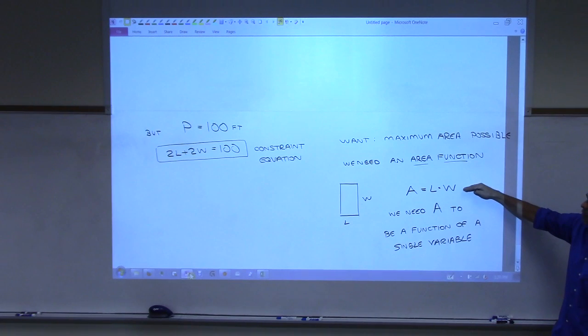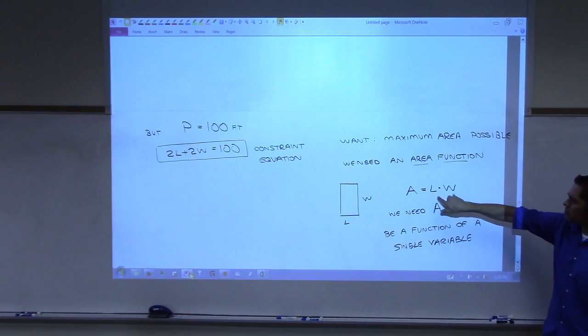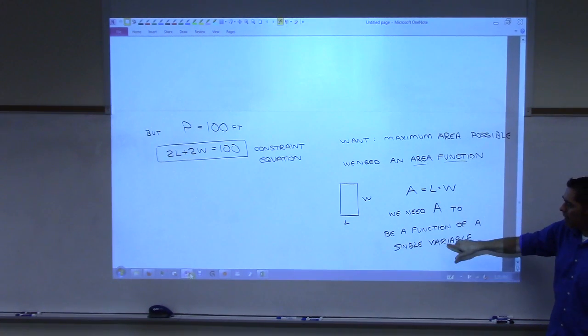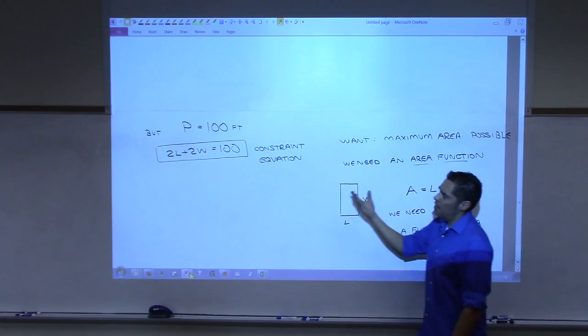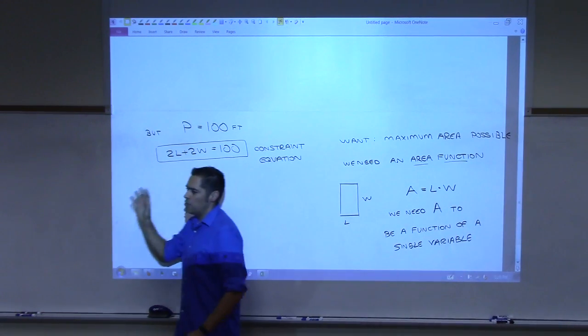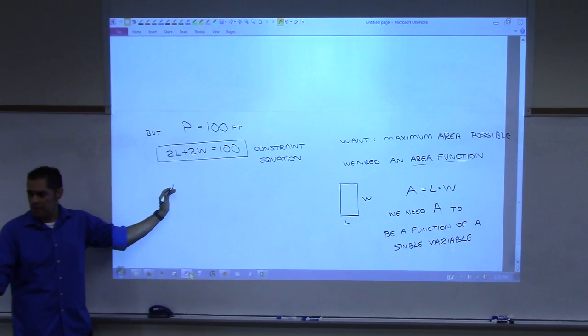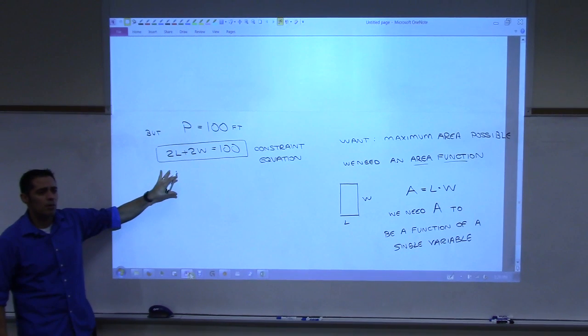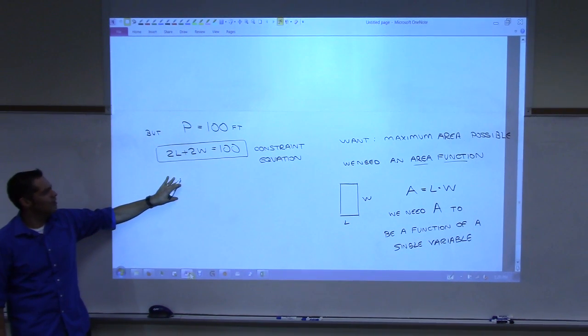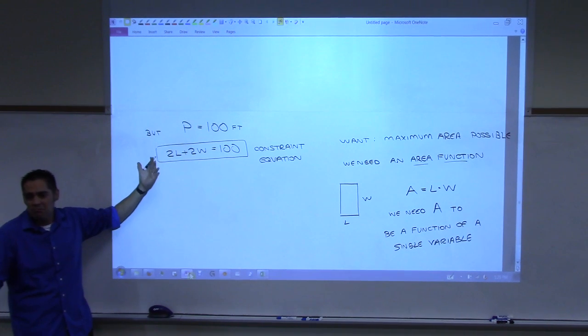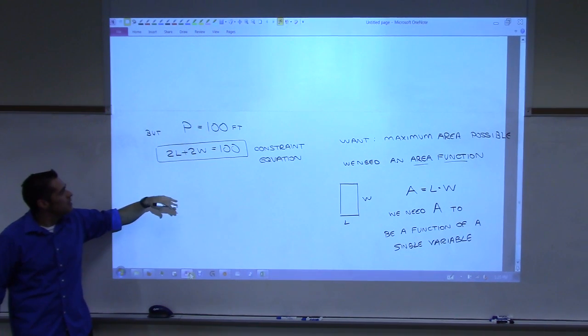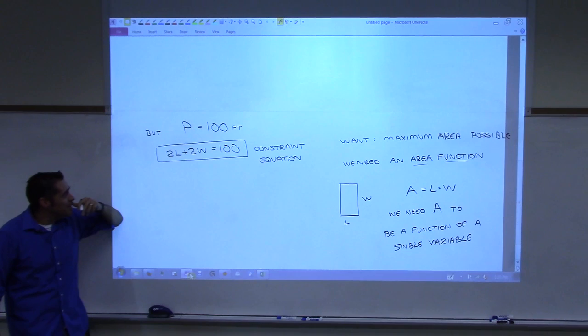Here's our equation for area. We need it in terms of one variable. We don't have that yet. So we go look at this, say, hey, but wait, we're constrained to this equation. We realize that this is a relationship between L and W, and so we can solve it for either L or W. It's our choice. So would you all like to solve it for L or for W? W? Okay? W? All right.